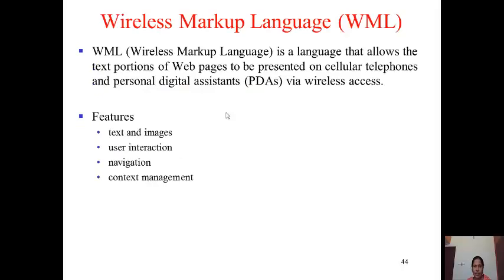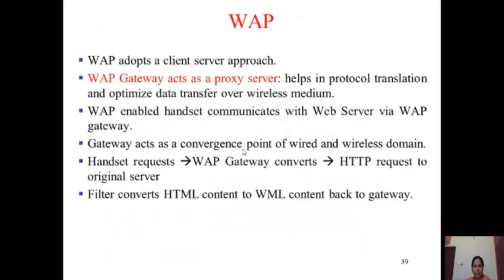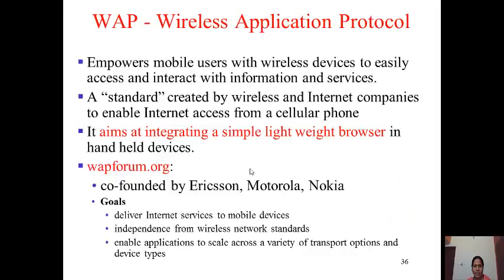And as I said, WML is a markup language that allows the text portions of web pages to be presented on cellular phones and PDAs via wireless access. The key features are that it supports text and images, enables user interaction, supports navigation, and of course content and context management. So WAP is an extension of your traditional wired protocols, adapted for the wireless path.